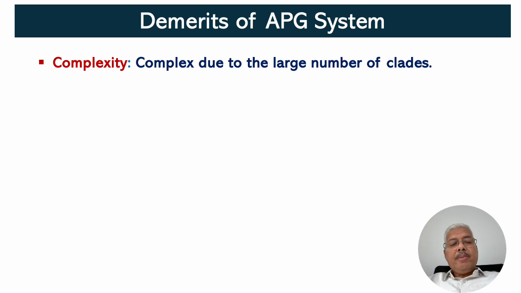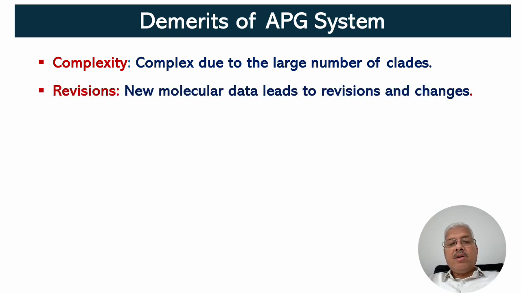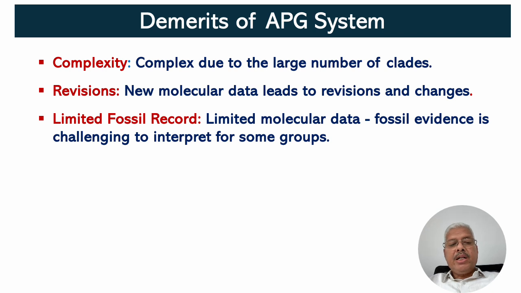Here are some of the demerits of the APG system. The APG system can be complex, especially for the non-specialists, due to the large number of clades and the use of technical terminology. As new molecular data becomes available, the APG system may require revision, leading to changes in the classification. The reliance on the molecular data can be limited by the availability of the fossil evidence, which can be challenging to interpret for some groups of the plants.